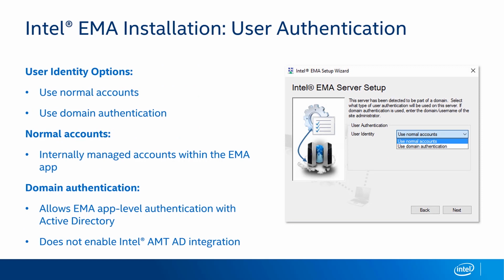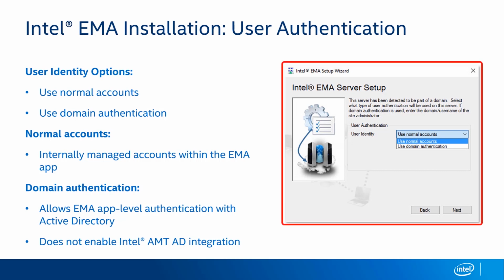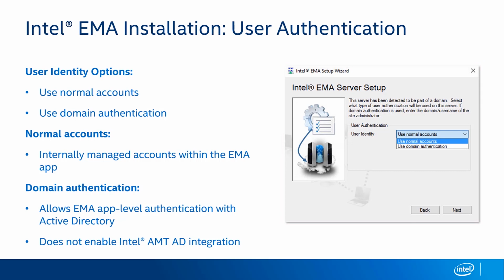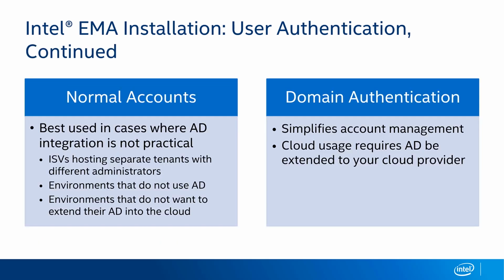Next, I'd like to talk about the user authentication options you get when you're doing your Intel Endpoint Management Assistant installation. You've got two options that will pop up during the installation in the wizard here. You'll see the option for normal accounts or domain authentication. So with normal accounts, those are managed inside of the Emma application itself. With domain authentication, you can work with Emma and Active Directory. Let's dig into a little more of what we mean when we talk about these two modes.